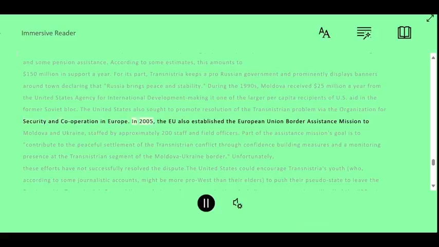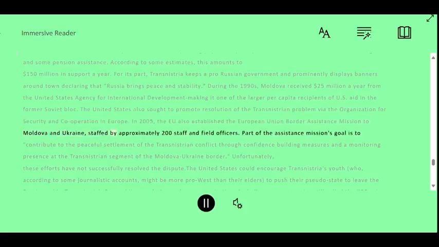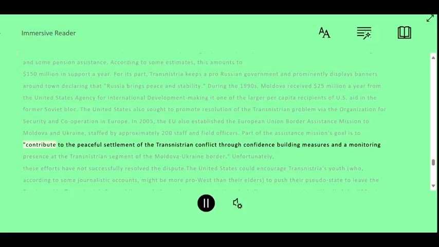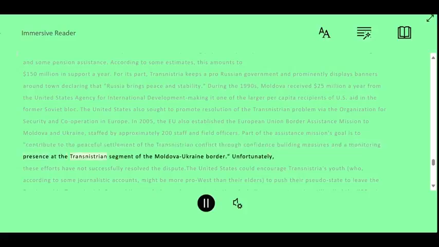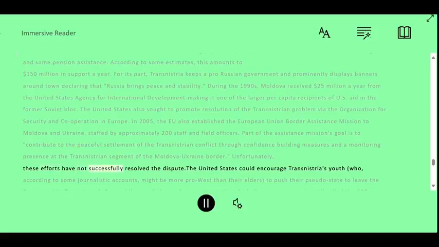In 2005, the EU also established the European Union Border Assistance Mission to Moldova and Ukraine, staffed by approximately 200 staff and field officers. Part of the assistance mission's goal is to contribute to the peaceful settlement of the Transnistrian conflict through confidence-building measures and a monitoring presence at the Transnistrian segment of the Moldova-Ukraine border. Unfortunately, these efforts have not successfully resolved the dispute.